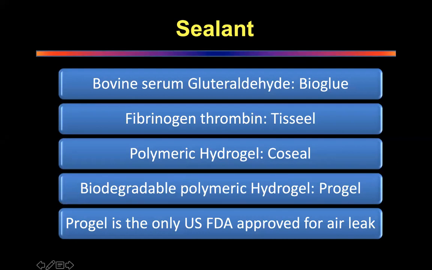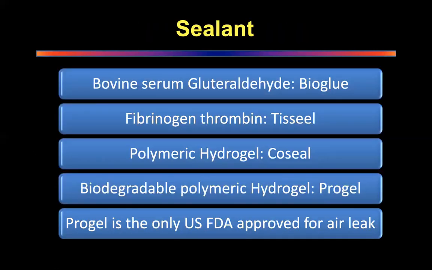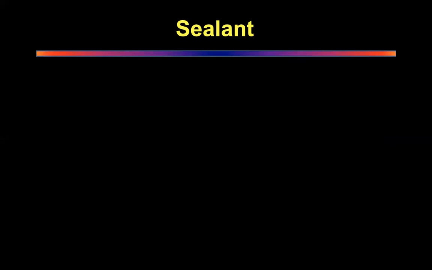But the one that is used across the US is Progel. Most people in the US use this because it's biodegradable, which means that with time it will just degrade and go away and will not stay there for the rest of your life. So these are all the sealants that are available to you. I'll just quickly show you the previous ones: Vivostat, Tacoseal, Advaseal, BioGlue, Tisseel, CoSeal, Progel, and those are the ones.